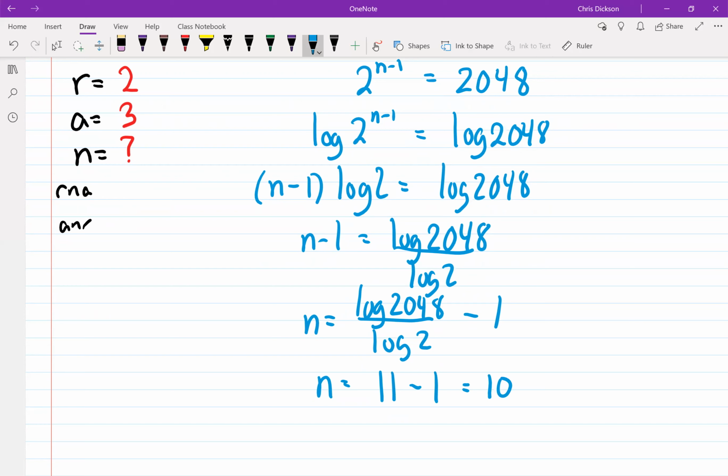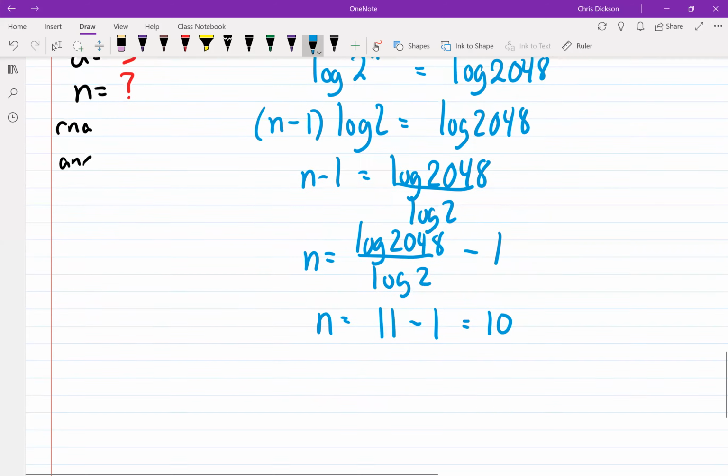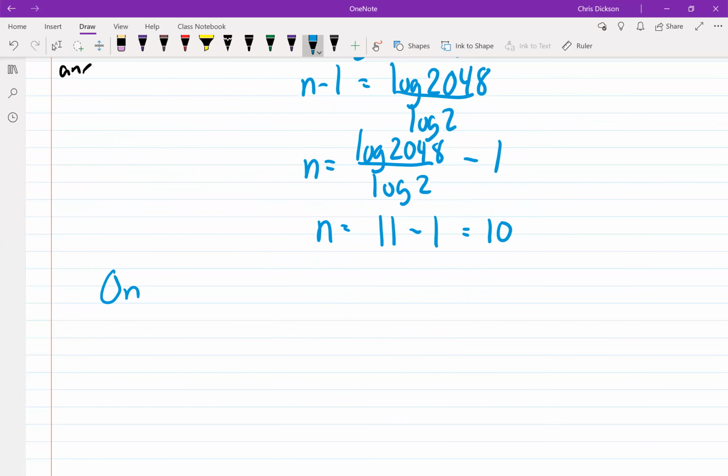So it's pretty impressive, but that would mean on the 10th day, I would be able to do this amazing feat.